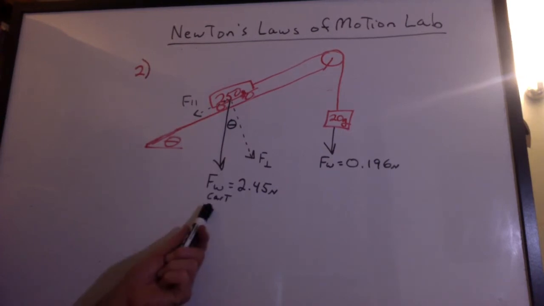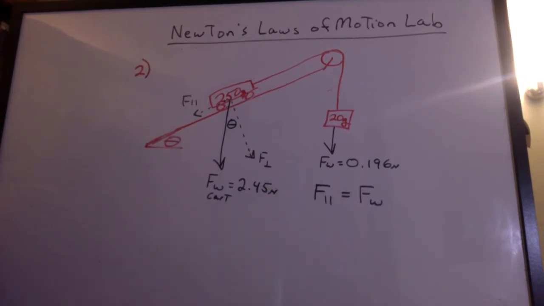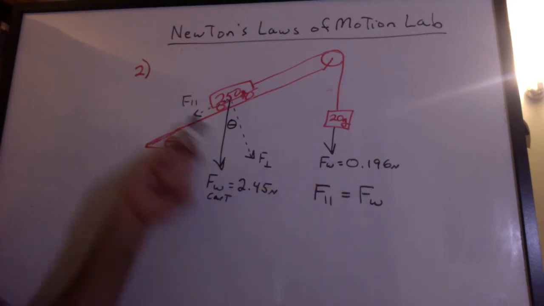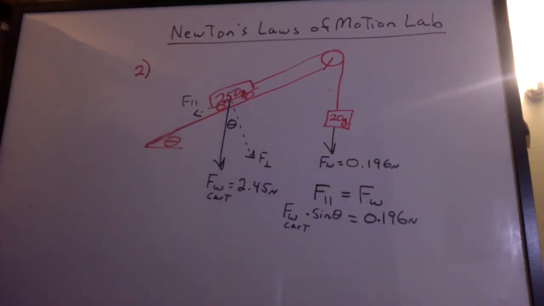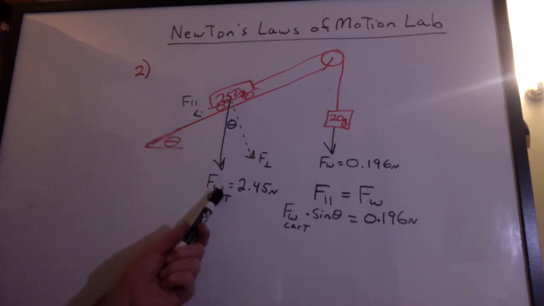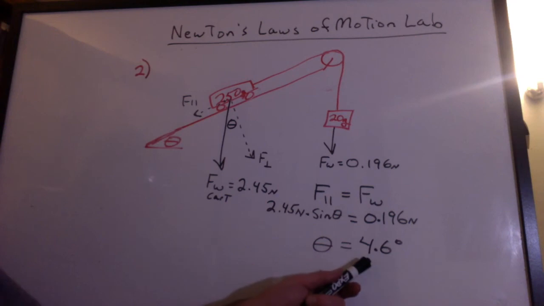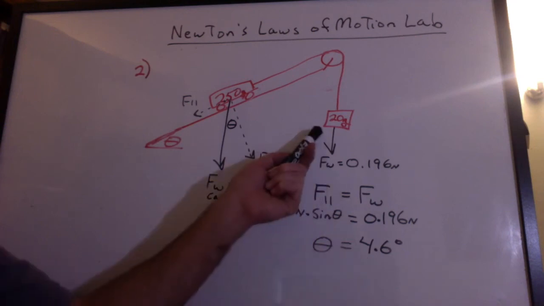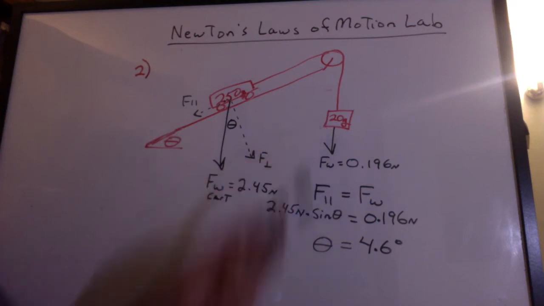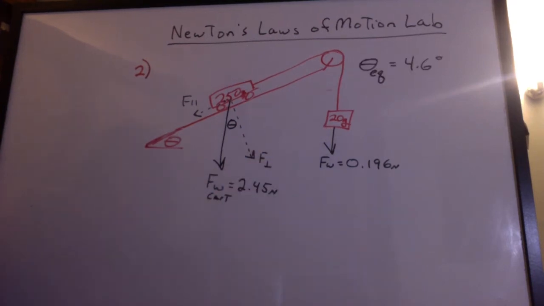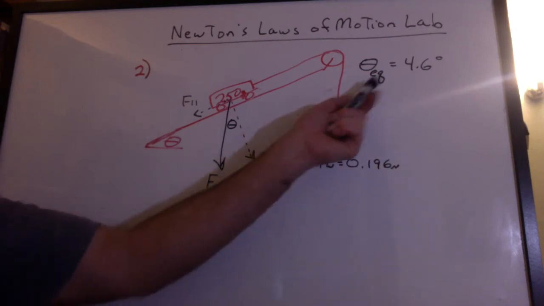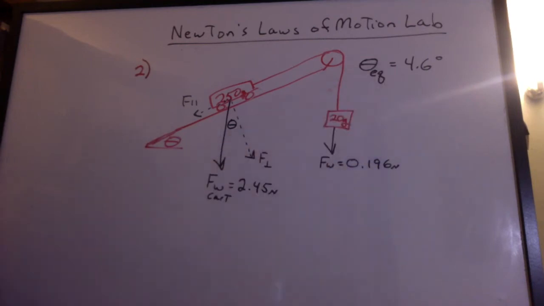Make sure we don't confuse the weights. The force pulling it forward equals the force pulling it backwards. That parallel component is the weight of the cart times sine of the angle. Now we solve for the angle. Now this only gives us an angle of 4.6 degrees. I would suggest that if you do the lab, you make this much larger, like 40 or 60 grams. So we've calculated the equilibrium angle to be 4.6 degrees. I'll just keep it up here for reference.